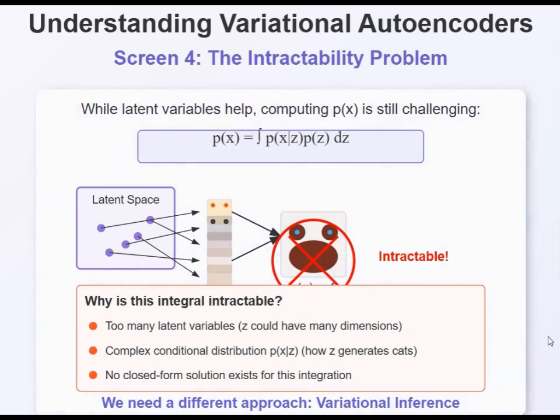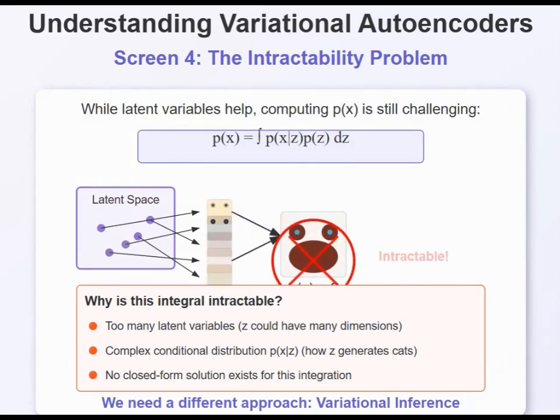Let's understand why using a cat example. If we imagine each latent variable represents a feature like fur color or ear shape, we would need to sum over all possible combinations of these features, weighted by how likely each combination is, and then calculate how likely each combination is to produce our specific cat image. This involves computing p(x given z), the probability of generating a specific cat image given particular latent features, for every possible value of z, and then integrating over all these values. For continuous latent variables, that's an infinite number of calculations.